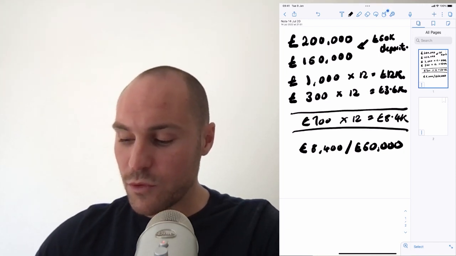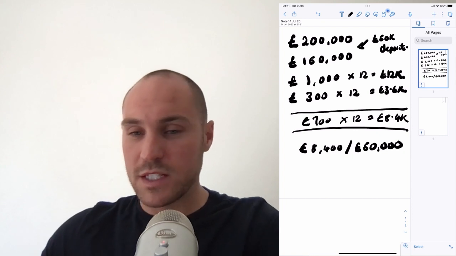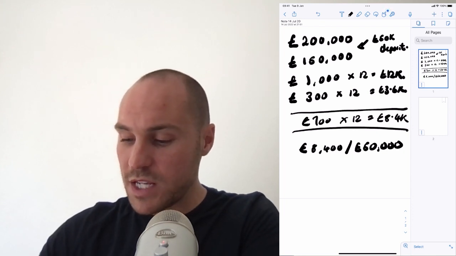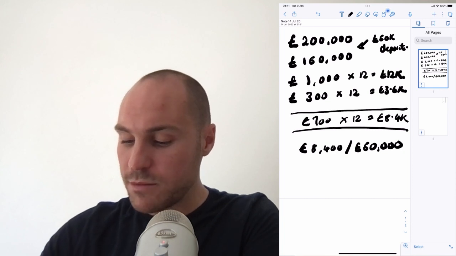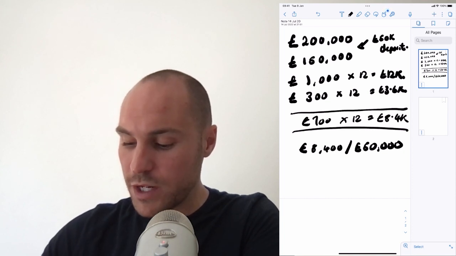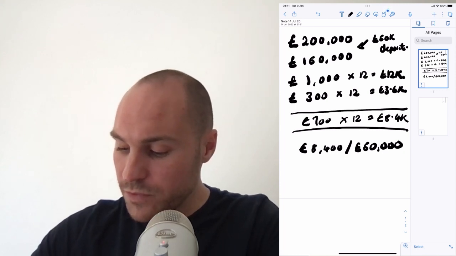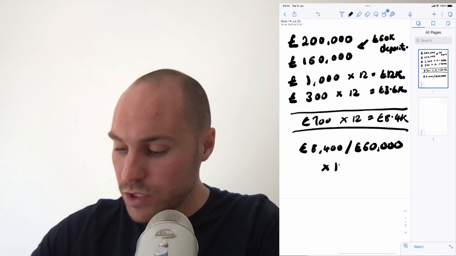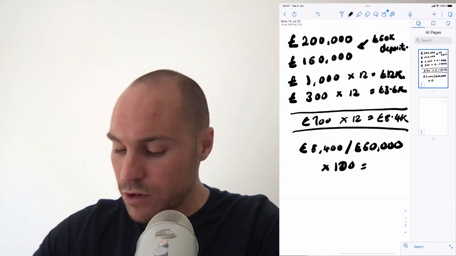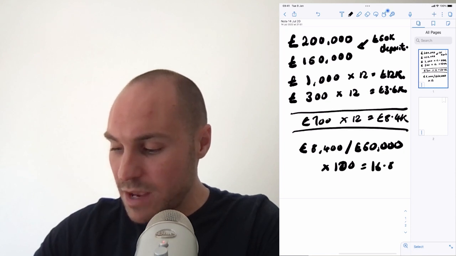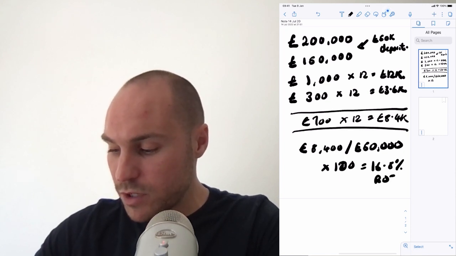So 8,400 divided by 50,000. That's the calculation that we use, and then we times it by 100 so that we can work out what is our total annual return as a percentage. So in this example, if we take this 8,400 divided by 50,000 times by 100, it gives you a 16.8% return on investment, okay?